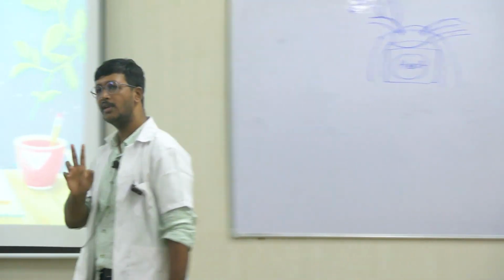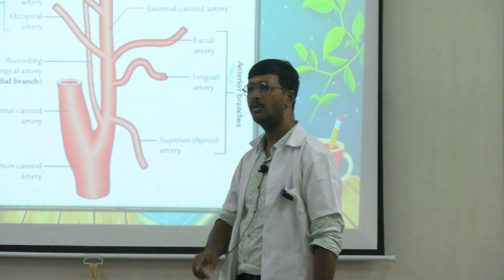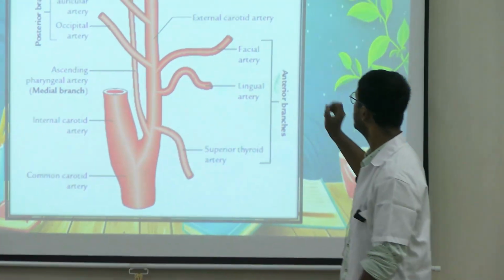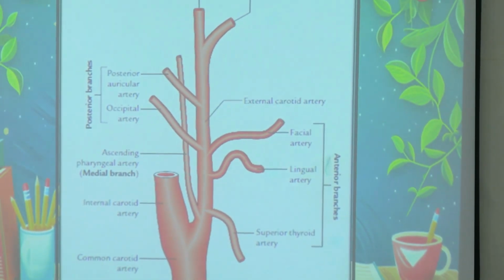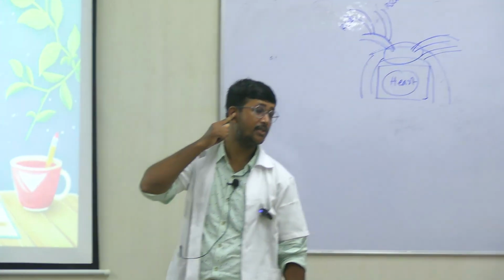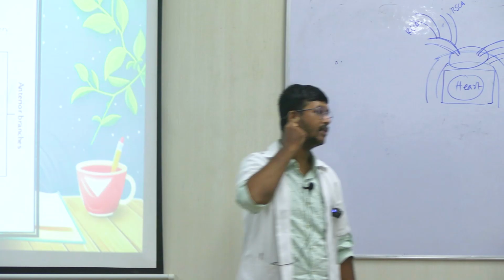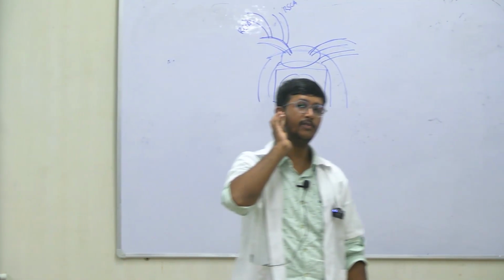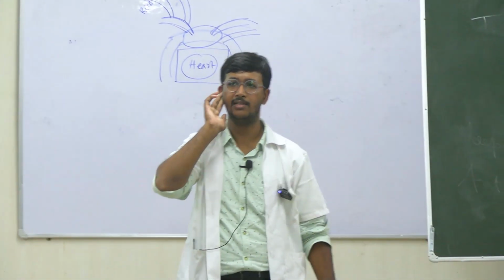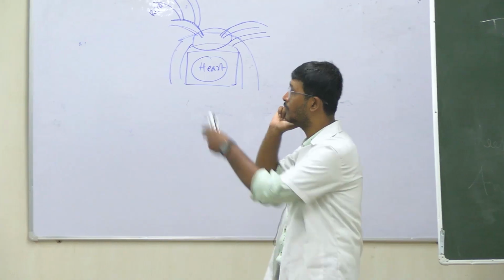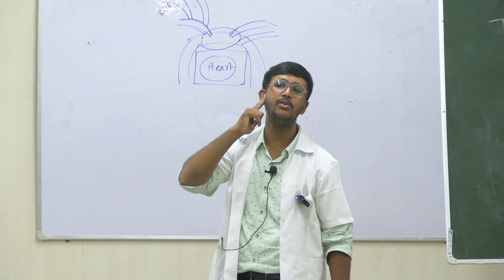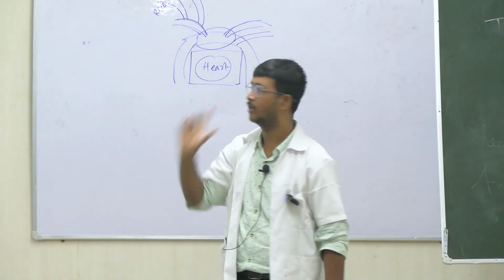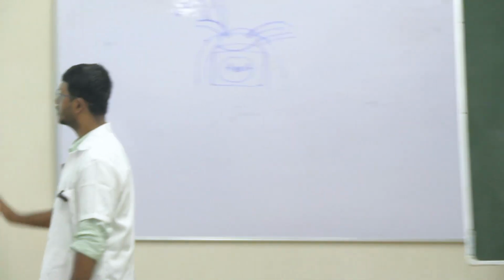Superiorly, there will be the maxillary artery and your superficial temporal artery. So here, in front of the tragus, this is the ear, this is your tragus. In front of the tragus, you can feel another pulse. That is the pulsation of your superficial temporal artery. So here is your superficial temporal artery. So these are the 8 branches.